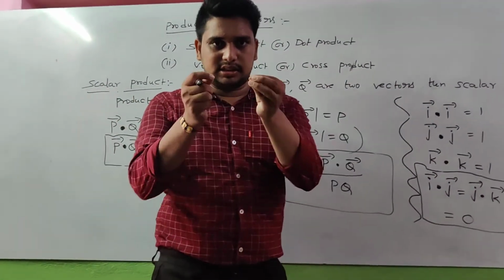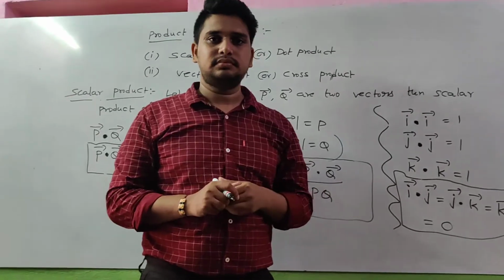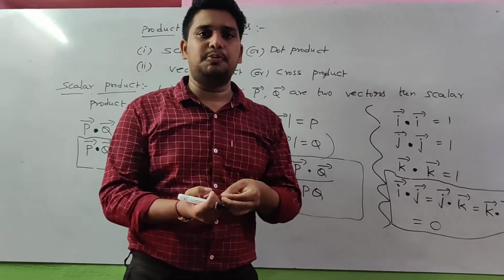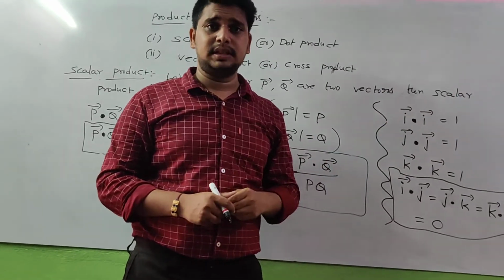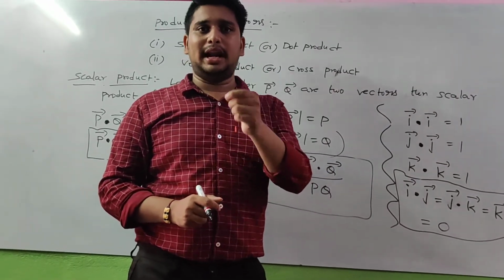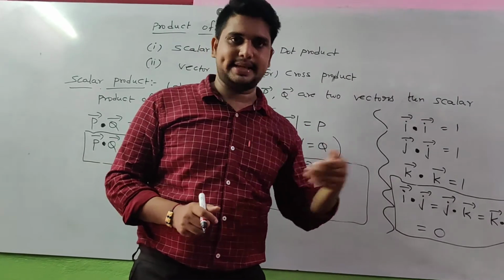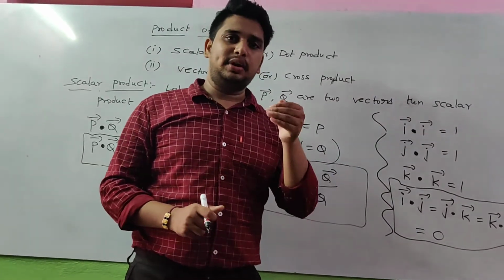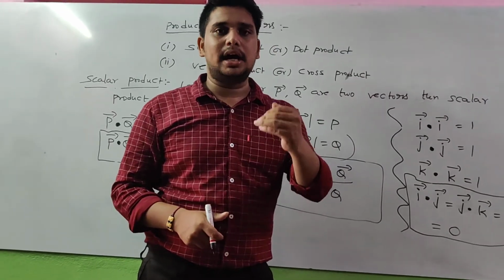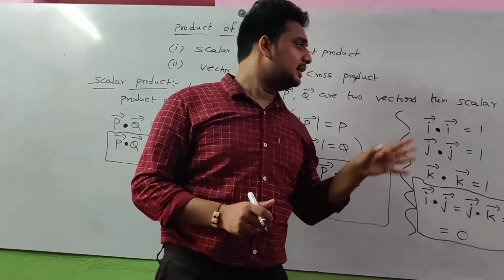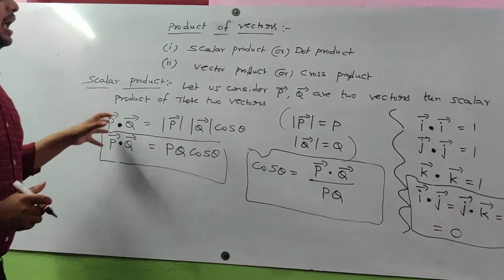Same vectors dot product we got 1. So different vectors dot product we got 0. That is very important. Here I bar means unit vector parallel to x-axis or along x-axis. J bar means unit vector parallel to y-axis. K bar means unit vector parallel to z-axis. This is about scalar product.